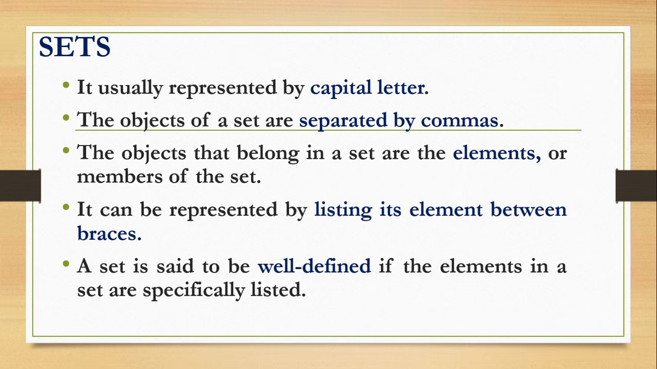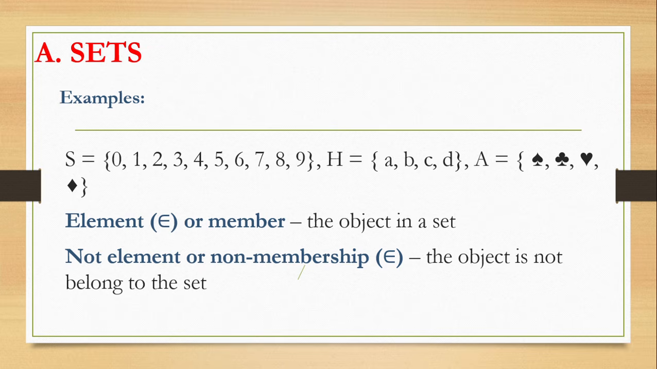And then the objects that belong in a set are the elements or members of the set. It can be represented by listing its elements between braces. A set is said to be well defined if the elements in a set are specifically listed. For example, in S, so we have braces or set of 0, 1, 2, 3, 4, 5, 6, 7, 8, 9.